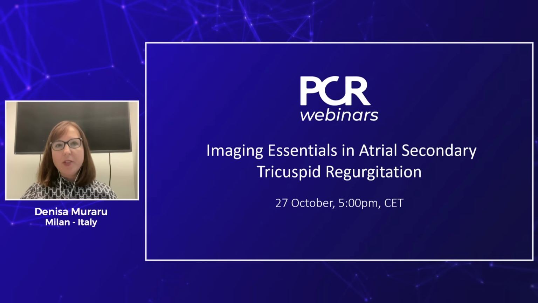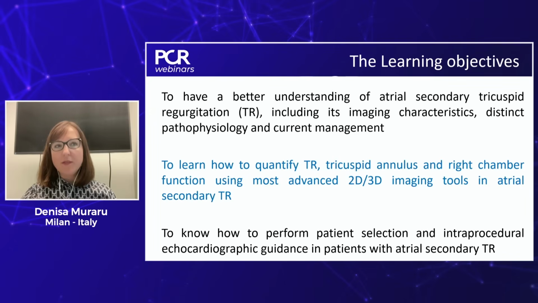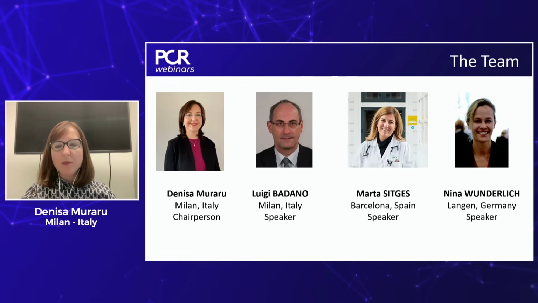Atrial secondary tricuspid regurgitation has been only recently identified and characterized as a distinct entity from the ventricular form of TR. However, to date, it still remains underappreciated. Therefore, the learning objectives of this webinar are to have a better understanding of atrial secondary tricuspid regurgitation, including its imaging characteristics, distinct pathophysiology, and current management. We would like to learn how to quantify TR, tricuspid annulus, and right chambers using the most advanced 2D and 3D imaging tools. And finally, to know how to perform patient selection and intraprocedural echocardiographic guidance in patients with atrial secondary TR.